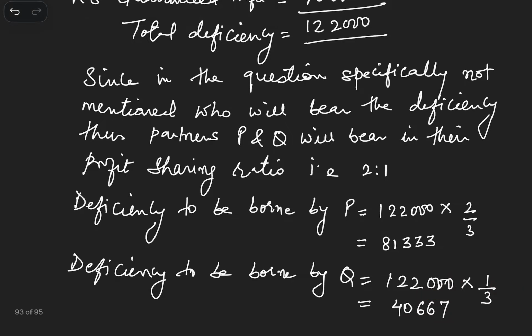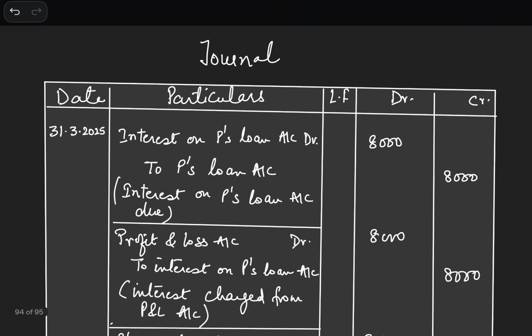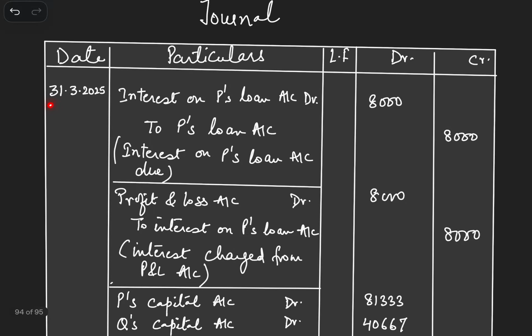So now we will pass the journal entry. The journal entry is to be passed on the closing date because we are charging the interest on P's loan. So that is 31st March 2025. Interest on P's loan account debit to P's loan account. Whenever interest is given to partners on their loan account, that is to be debited to the partner's loan account.